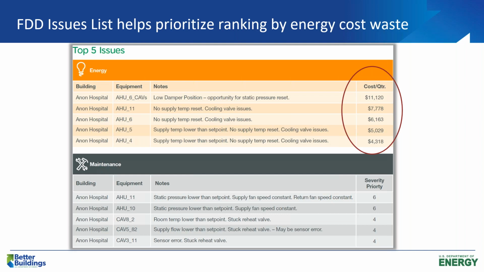Where it's harder to put dollars for energy savings on, but you know there are maintenance impacts and equipment longevity, you have a severity priority, which is assigned by the tool as well. So this is one way to help prioritize, where the list may start out at 100, but you're really just focusing on the top 5 in each category. Next slide, please.